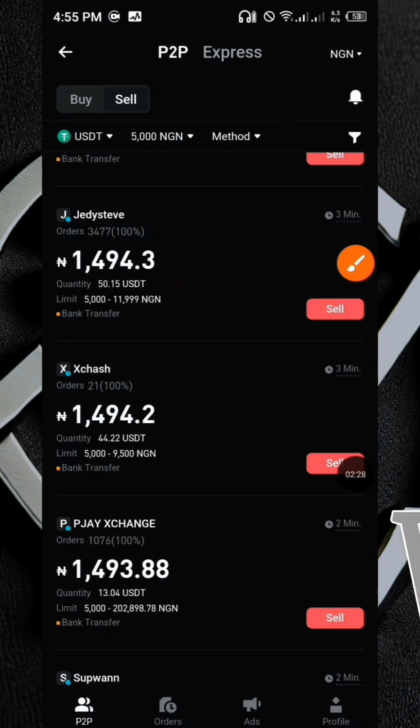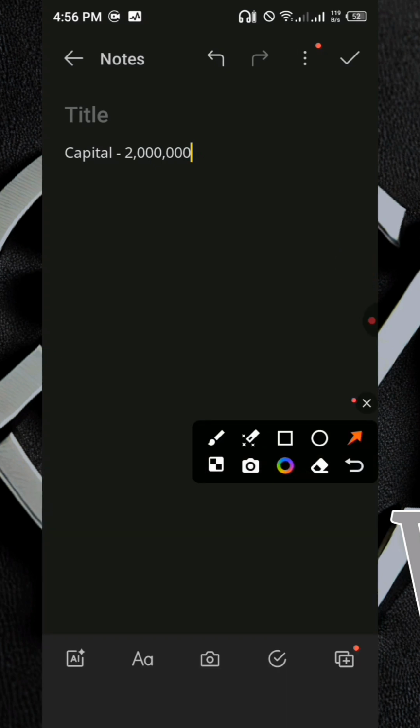So I want us to be taking note of this. This is what I mean when I say you guys should always calculate your profit before you indulge in the market. This is how to be calculating. So I've taken note of my capital that I want to use and indulge in this process. I've taken note of the buying rate I want to use and buy USDT from people. That's people that are coming to the market to sell USDT to me.